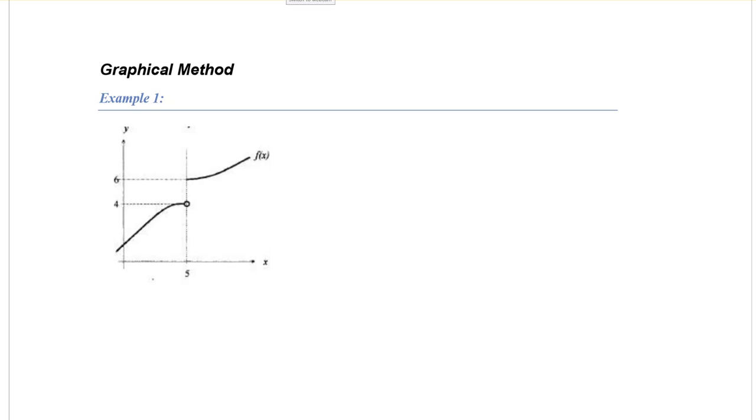In this video, I'm going to discuss the graphical method of finding the limits. It means we will look at the graph and we will try to figure out the values of the limit. So for example, in this example 1, let's say we want to answer the question: what is the limit as x approaches 5 of f(x)? So this is what we're going to try to figure out.